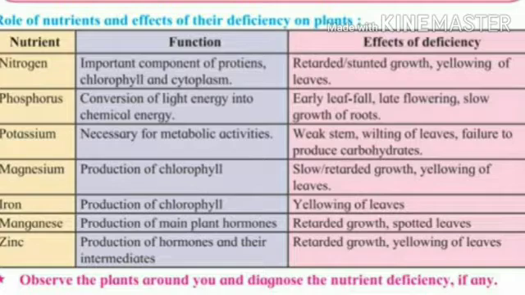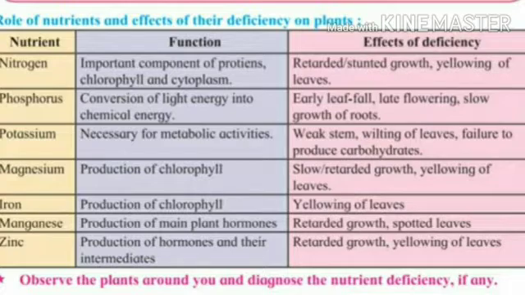Nutrient: nitrogen. Now we will see the function of nitrogen. It is an important component of proteins, chlorophyll and cytoplasm. Effects of deficiency are stunted growth and yellowing of leaves. Nutrient: phosphorus. Function is conversion of light energy into chemical energy. Effects of deficiency are earlier leaf fall, late flowering, and low growth of roots.